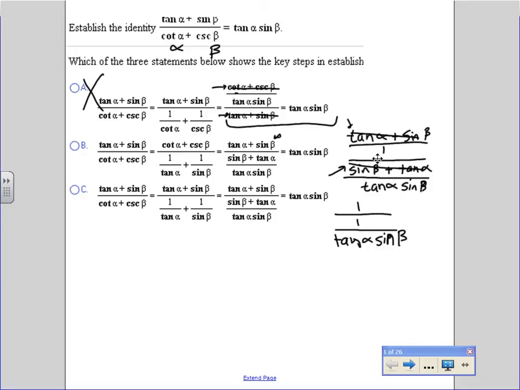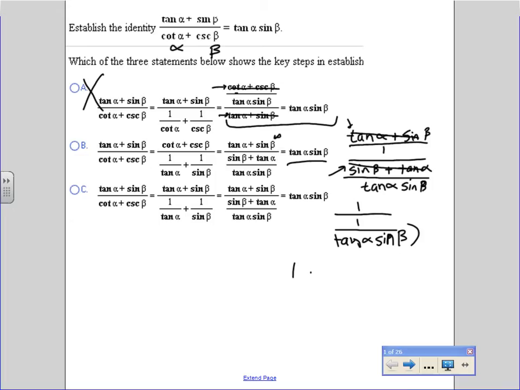Okay, and now notice how this works out. We would multiply by the reciprocal here. So we would say 1 times the reciprocal. Well, the reciprocal there of 1 over tangent alpha sine beta would be tangent alpha sine beta. So that one looks okay. All right, now let's look at the last step. Let's see if maybe they have the same thing there. All right, they do. They do have the same thing.